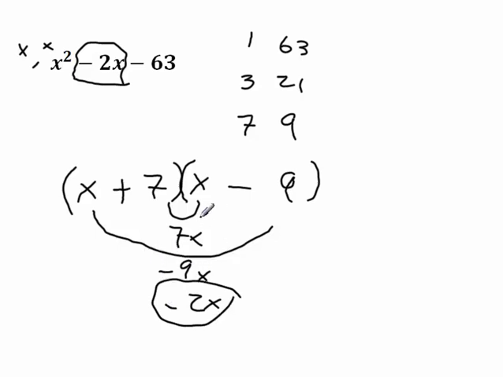So now I know for sure that x plus 7 and x minus 9 are the factors of x squared minus 2x minus 63. Now, the difference of perfect squares. Let's take a look at the difference of perfect squares. This is a special case of factoring. It's a very particular pattern that we have found.